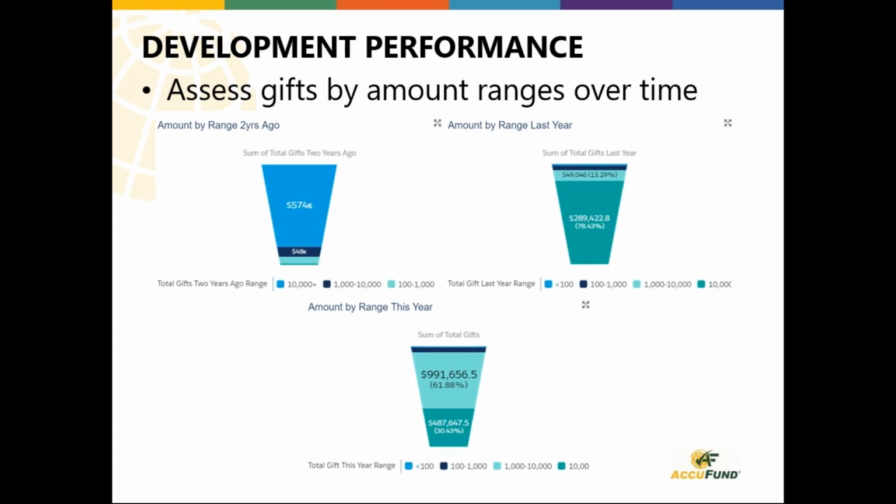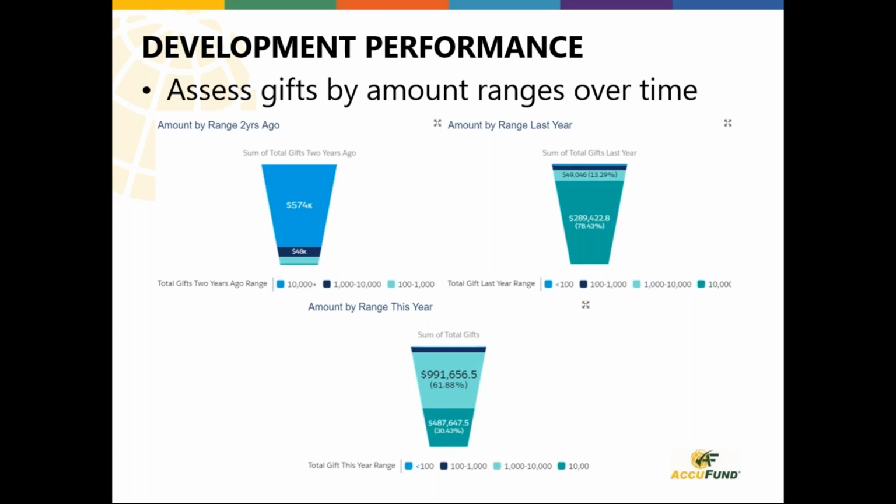And so something like this might provoke a development director to say, hey, 2 years ago, we had $574,000 in revenue for gifts over $10,000. And last year, we had $289,000 of revenue for $10,000 plus gifts. What are we lacking? Where's the white space for those donors? And that's a $300,000 difference. And these amount ranges can be customized.